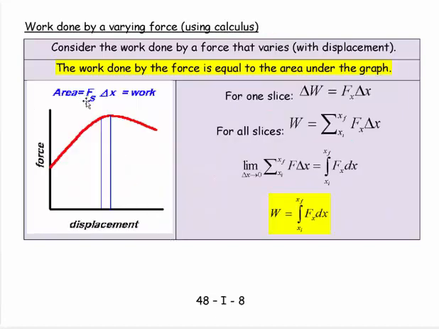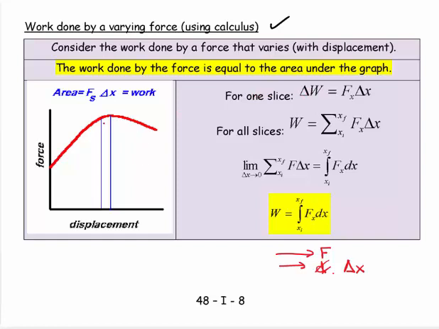So in this next slide we have a varying function. It varies so smoothly we can represent it by an equation, and we say this is the work done by a varying force, and we're going to use calculus. We're going to say consider the work done by the force that varies with displacement. The work done by the force is equal to the area under the graph. Again, we're assuming the force is parallel to the displacement. And we're going to call the displacement delta x. That's just traditional at this point. And we say, well, the work done is equal to the area under the graph.